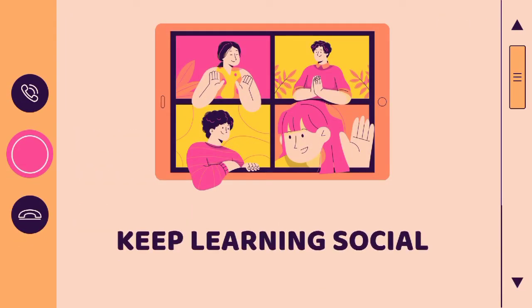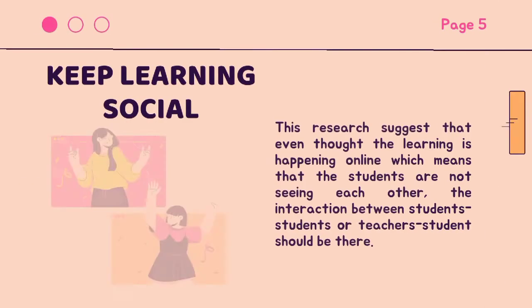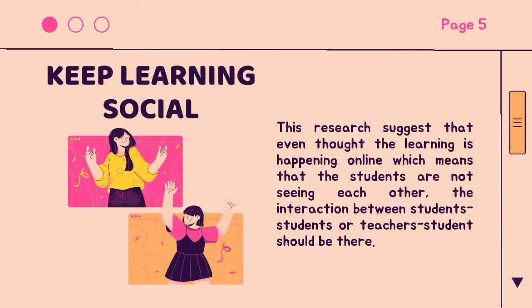So first is keep learning social. What do we mean by this? How can we socialize when in fact we are away from society? So, keep learning social. This research suggests that even though the learning is happening online, the interaction between students to students or teachers to students should be present. Even though we are not in a society, we should still have an interaction.